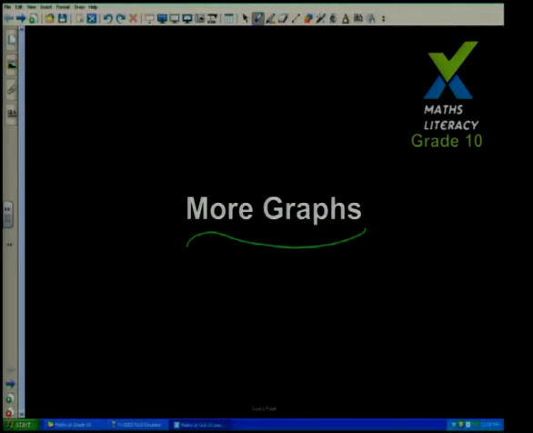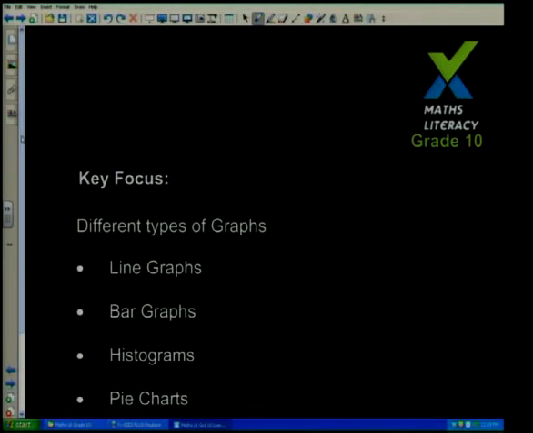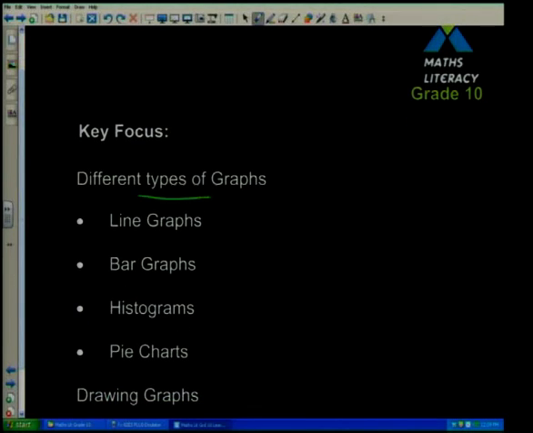We're going to be dealing with more graphs, and when you think we've done enough, we'll probably do just a little bit more. Let's see what our key focus is. First of all, we're going to look at the different types of graphs.